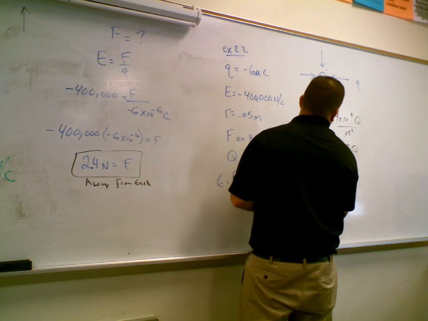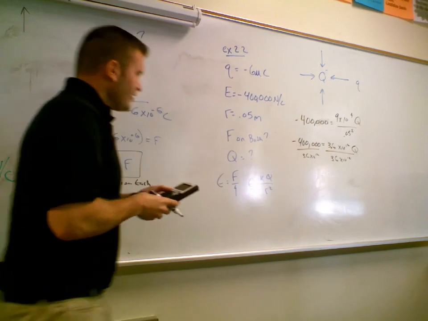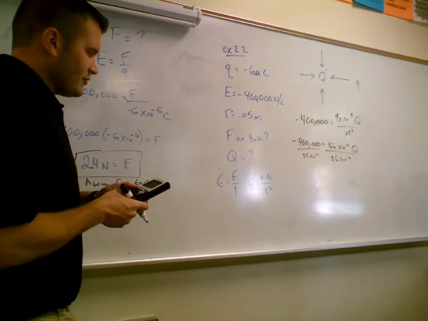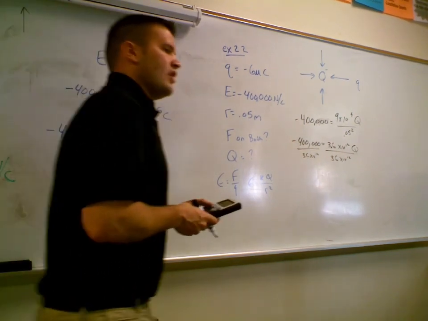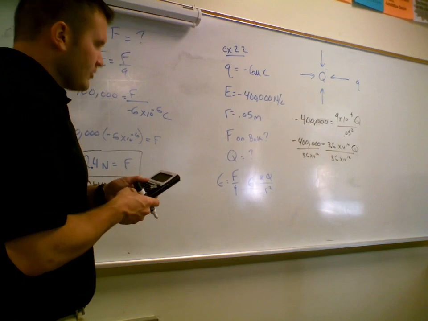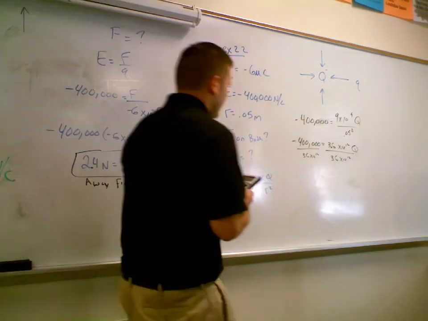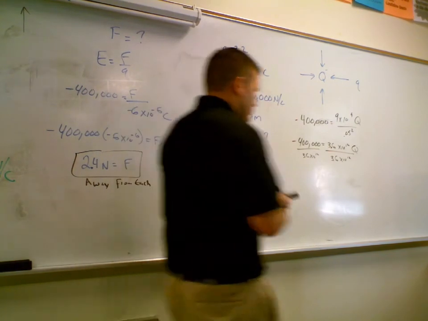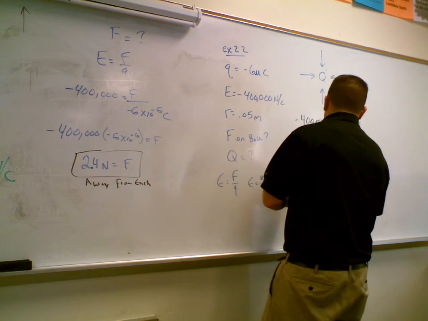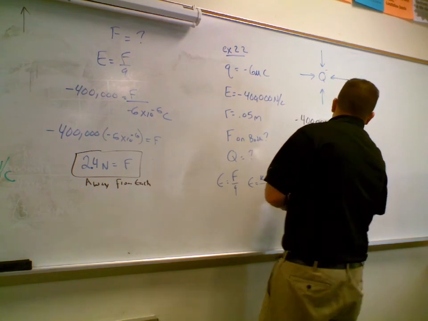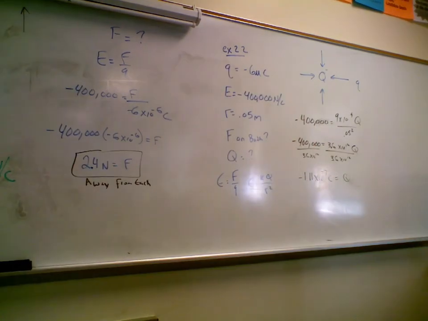Did you multiply by 0.05? Yeah, I did 9e9 divided by 0.05 squared. I simplified the right side. So Q equals negative 1.111 times 10 to the negative 7 coulombs.